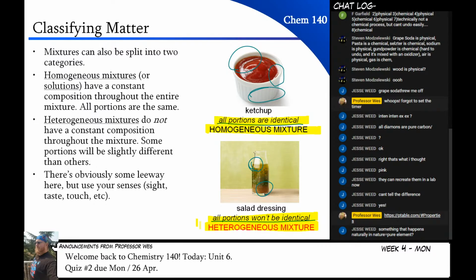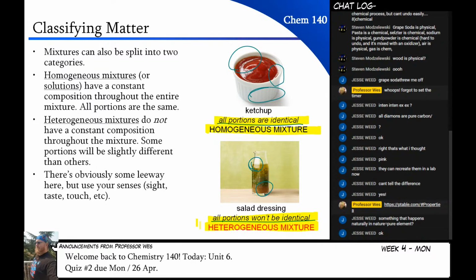Something that happens naturally in nature could be an element or a compound. It depends on what element you're looking at and how it's formed. Most of the time, you actually get compounds. It's pretty rare to find elements by themselves, but there are some exceptions. Gold and platinum, the noble metals like silver, are commonly found as elements, but iron, for instance, you don't mine up iron, you mine up rust.